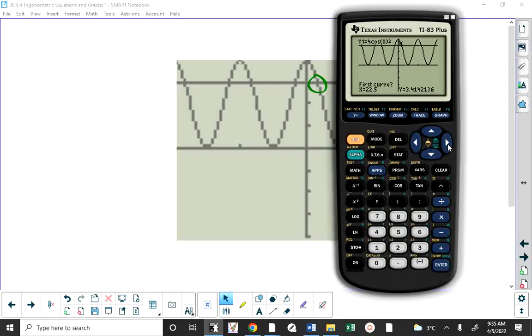If all I have are 2 functions, and I choose intersect, I just have to go first curve, second curve. The calculator does all the work for me. I don't have to scroll around. I just have to scroll close to the x-intercept. Sorry, close to the intersection point, not x-intercept. Okay, any questions with example 1?